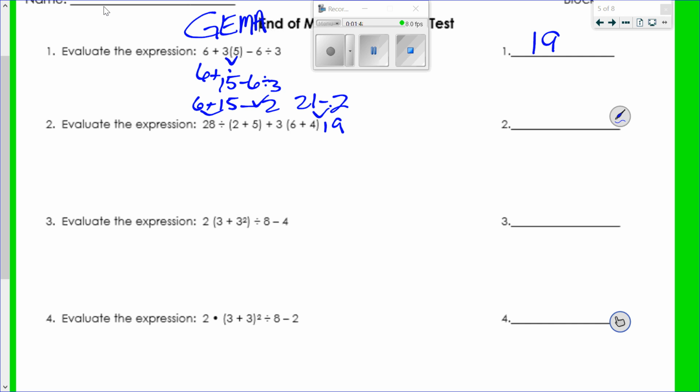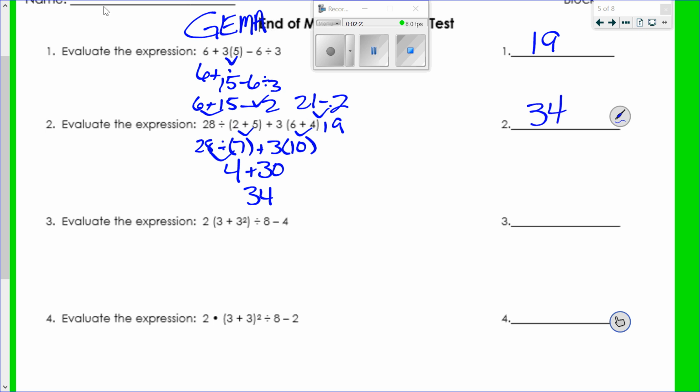Second one, I have 2 grouping symbols going left to right. I don't mind you doing both grouping symbols in one pass, but please make sure that you're doing each of them in order. The parentheses on this one still matter. Why? Because I have a number directly outside of it. So what is this now turned into? 30. 3 times 10. But I still do division first because it comes first. So 4 plus 30, which gives me 34.